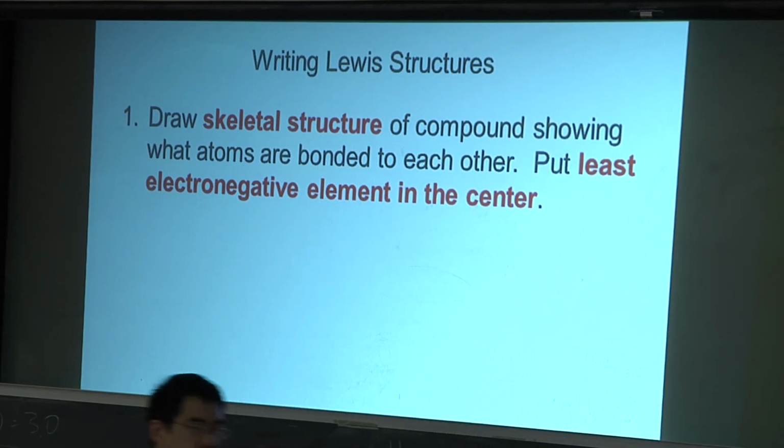So here's kind of the procedure. We went through this procedure basically, but a little more formal here. Draw the skeletal structure of the compound. That's just take the atoms and connect them with single bonds, showing where the atoms are bonded to each other. Put the least electronegative element in the center.